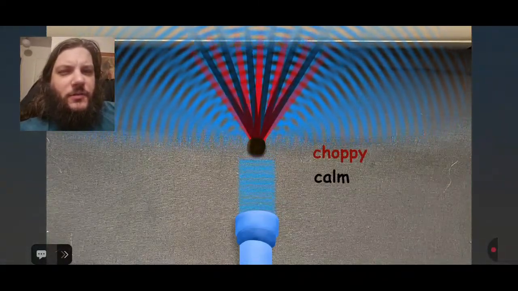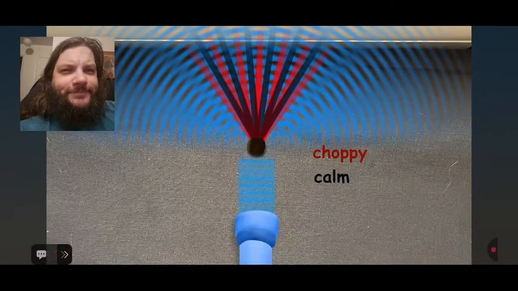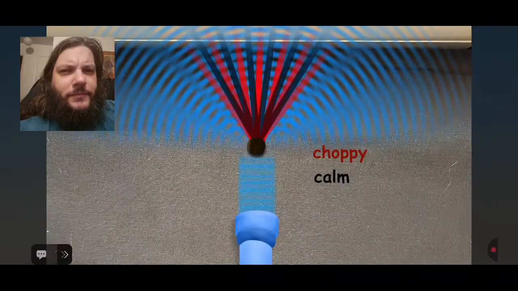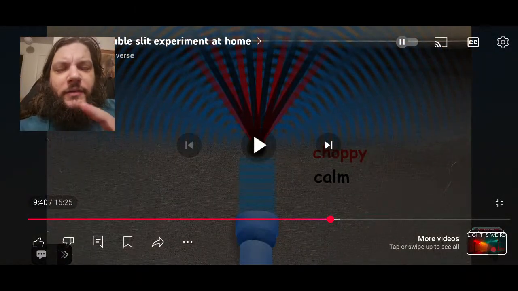And if you map them out, then you get these lines. What's this got to do with the double slit experiment? Well, look at the waves across the wall. You have these alternating parts of choppiness and calmness. That lines up.